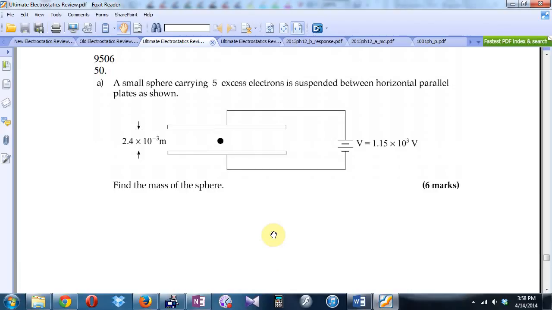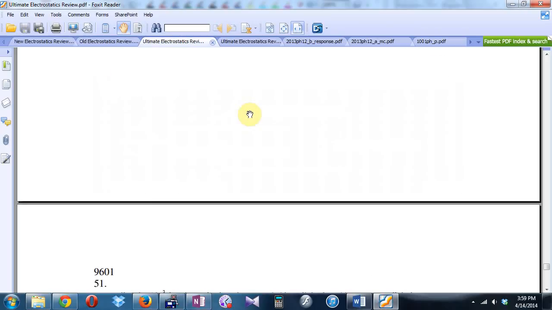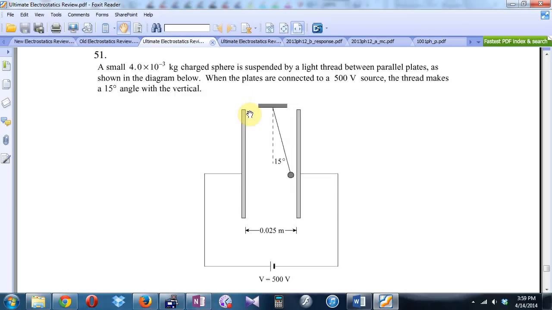Certainly 50A, we did that in our homework where we found the mass, or we found the charge. This one has 5 excess electrons, so it's got a charge of 5Q. So there's a scholarship question that to me isn't too bad at all. 51's overkill.